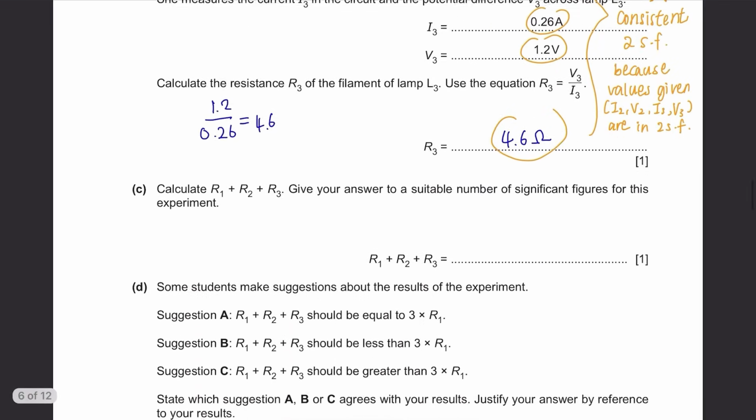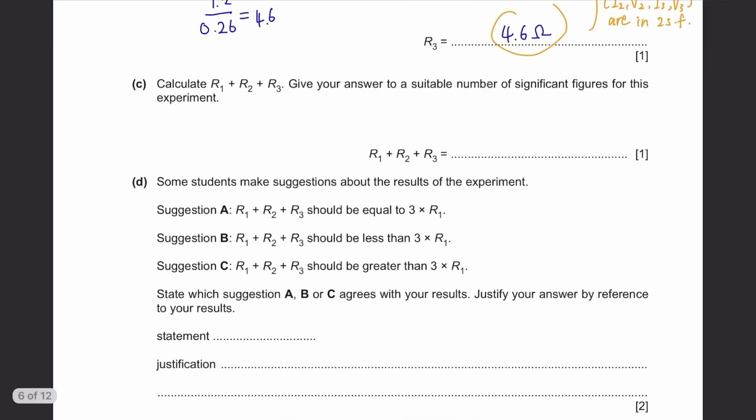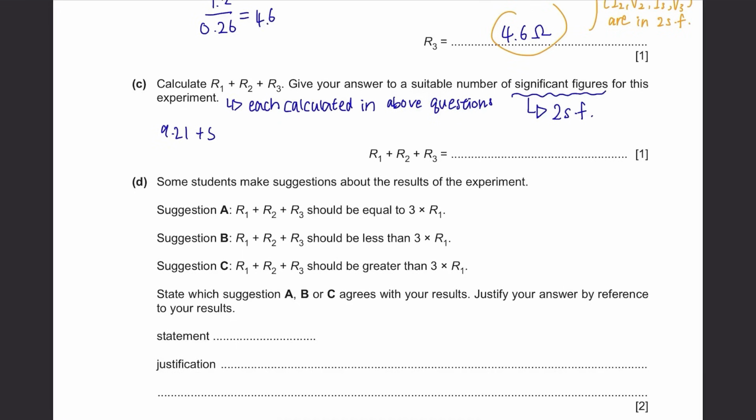Part C. Calculate R1 plus R2 plus R3. Give your answer to a suitable number of significant figures for the experiment. Well, all our values of resistance were in 2 significant figures, so it will need to be in 2 significant figures as well. The lamps are in series, so add up the resistance of the 3 lamps. 9.21 plus 5.7 plus 4.6 is 19.51, but in 2 significant figures, it's 20, so the answer is 20.